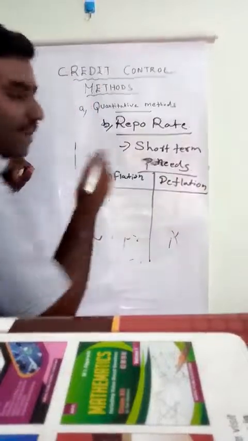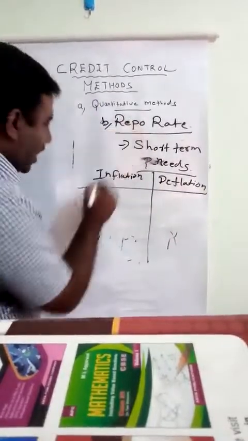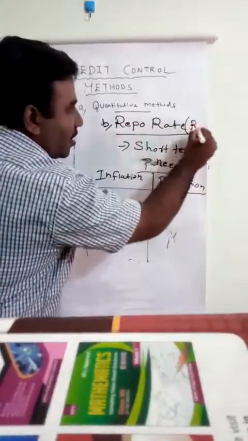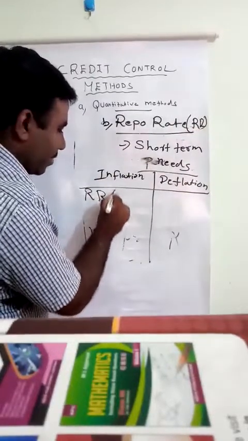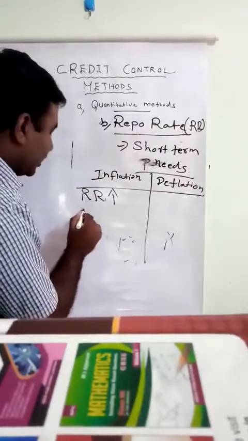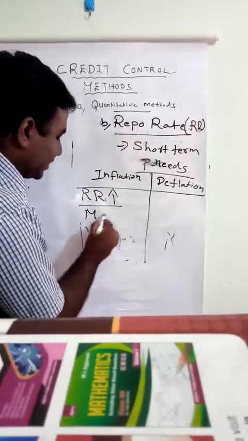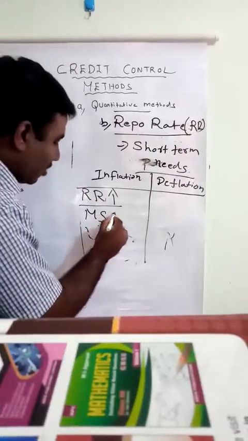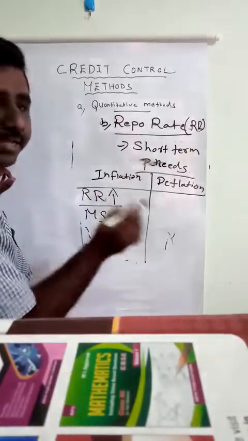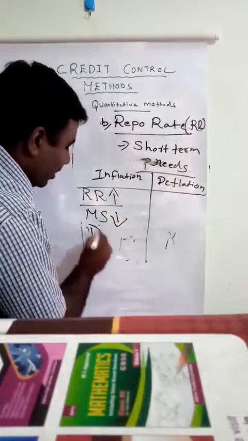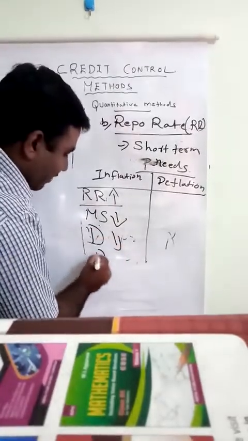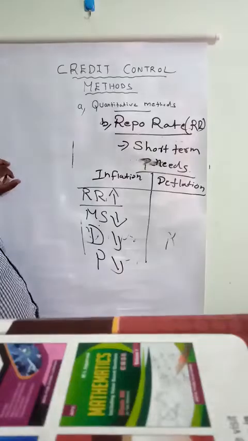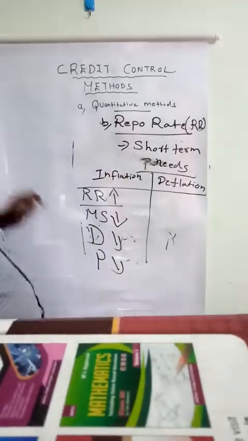So at the time of inflation, the central bank will increase the repo rate, whose short form is RR. When the repo rate increases, the money supply, MS, in the economy will decrease. We know demand in the economy will decrease. Therefore, the price level will decrease. So this is what happens in the inflation situation.